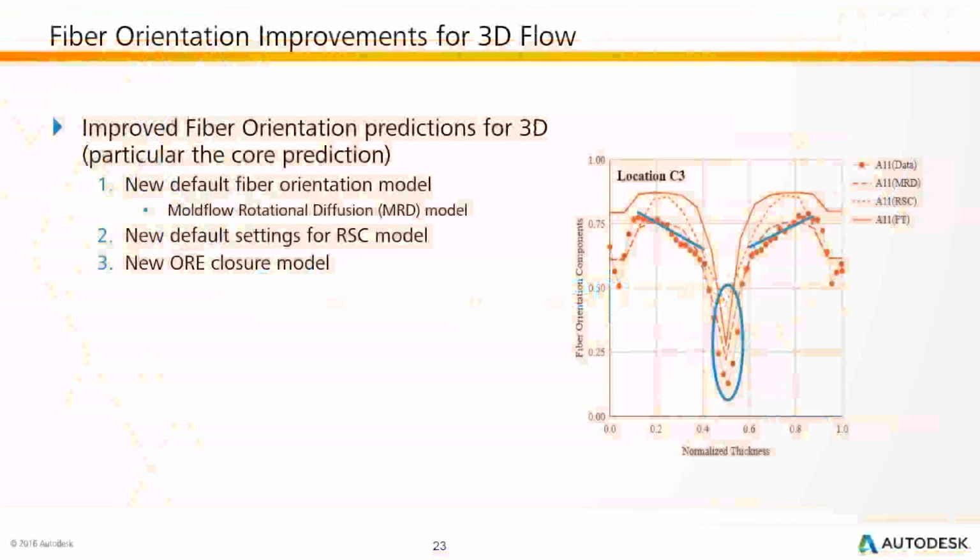Some other solver improvements we made is that we spent a lot of time in the last couple of months to improve the 3D fiber orientation code. We were seeing some issues with the default Folgar-Tucker model, where we were over predicting the skin orientation to a great extent, and under predicting the amount of orientation in the core, which is in some cases actually perpendicular to the flow direction. So the reorientation of the fibers, we were not very effective in capturing those effects in some cases.